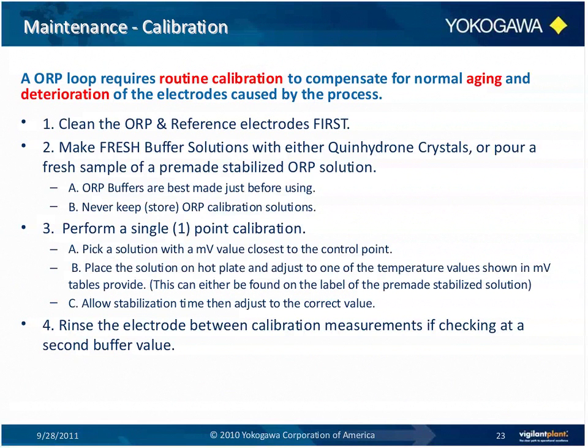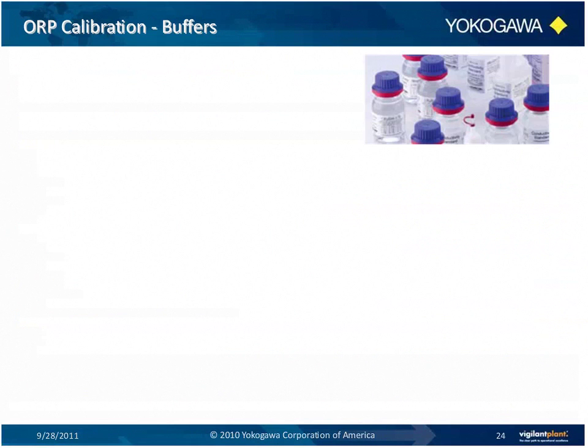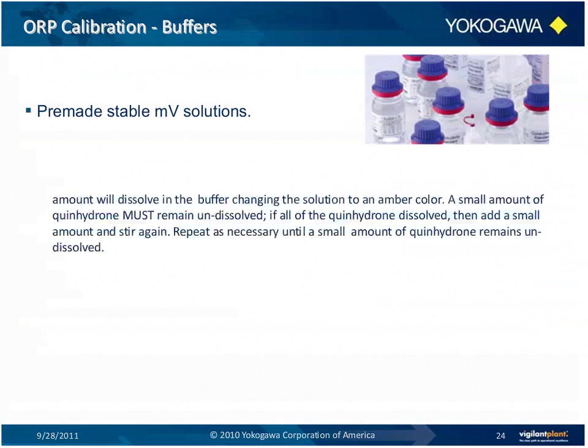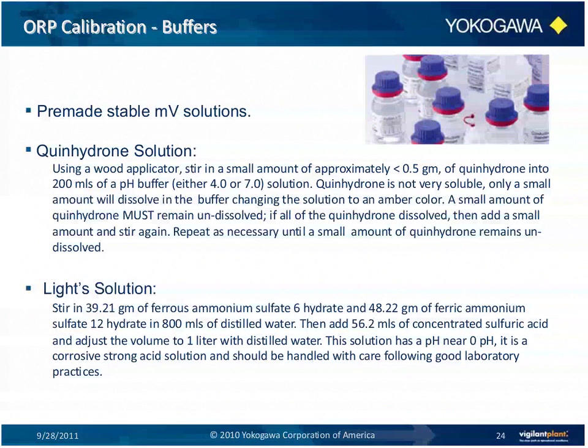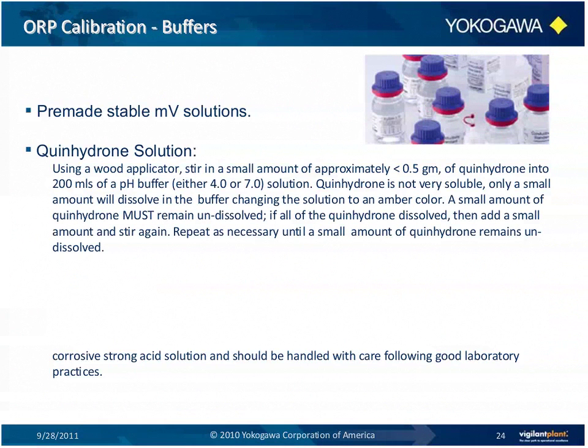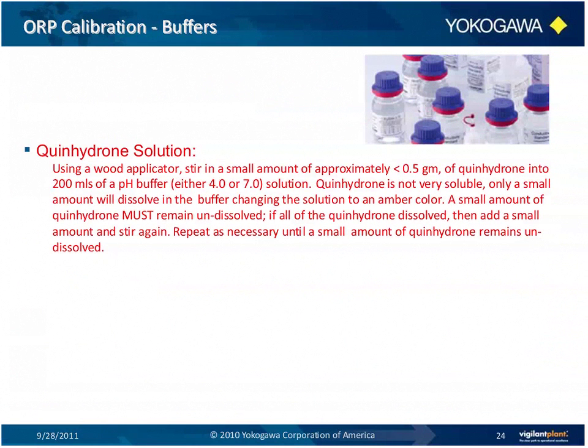So today, there are three common types of ORP buffers. You can either purchase a pre-made stable ORP solution, or you can make your own ORP buffer solution. When making your own, there are two known types. The first is known as quinhydrone, and the second is known as Light's solution, but this one isn't used very often because you have to mix sulfuric acid into it. So the most commonly used solution is the quinhydrone solution.